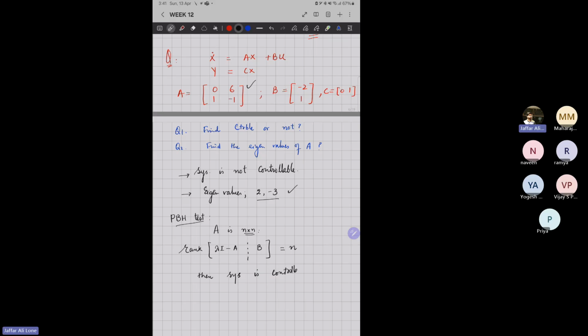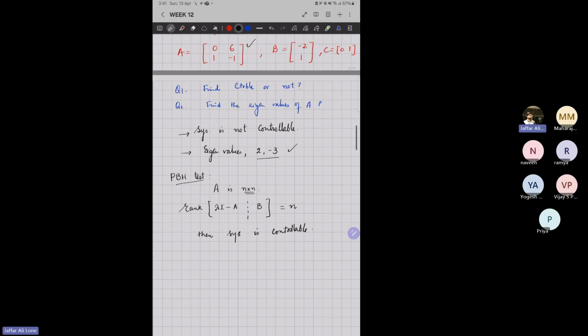Now I'll tell you, here this lambda belongs to C. It can take any complex value. But see, when can this matrix, this lambda I minus A, B, be rank deficient? When this part is 0, right? If there is any 0 term in B and this lambda I minus A part is 0, then this matrix will be rank deficient. Is that correct?